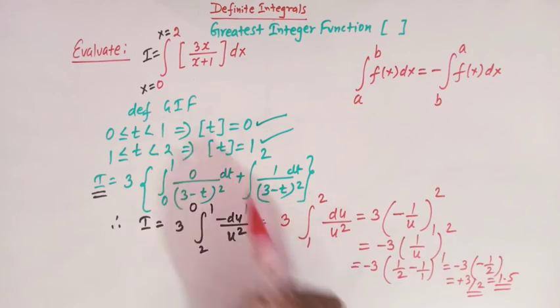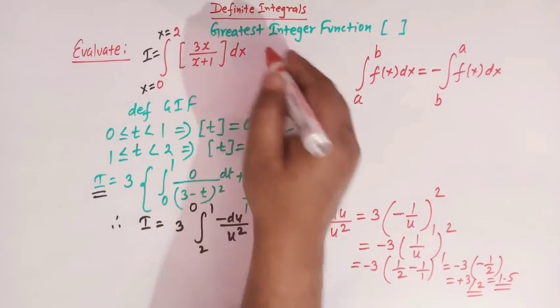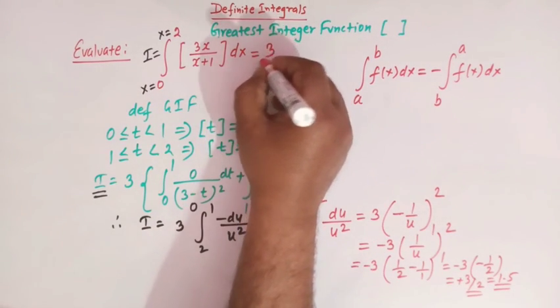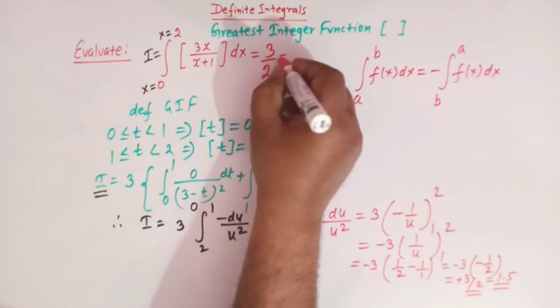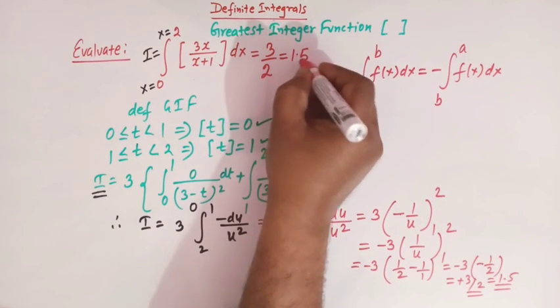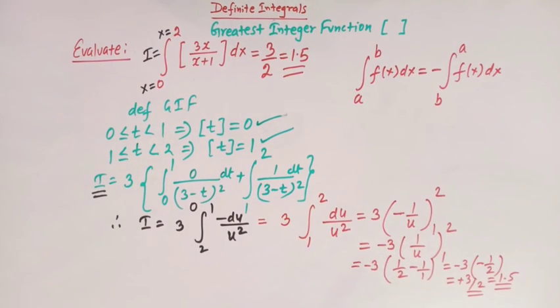So viewers, the value of this integral is equal to 3 over 2, or we can write it as 1.5, right? So this is how we solve this important and conceptual problem related to definite integrals involving the greatest integer function.